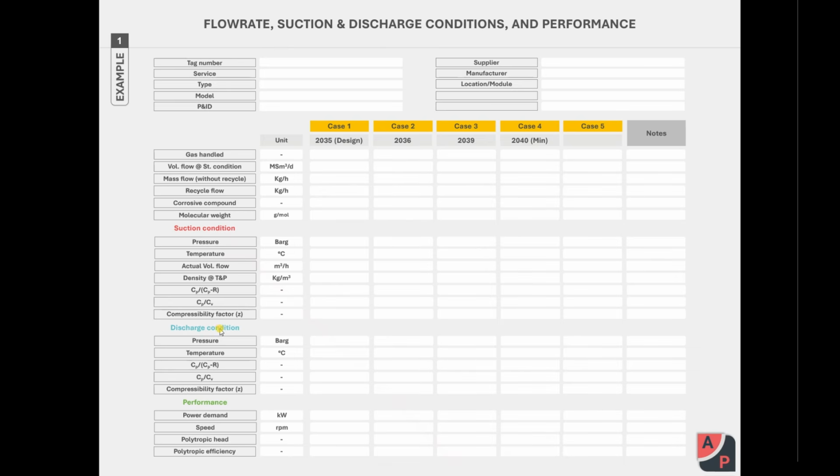The next data is the suction and discharge condition parameters, such as operating pressure and temperature on both suction and discharge side, actual volumetric flow and density on the suction side, and also the specific heat ratio for both suction and discharge side. And the last one is the performance of the compressor. The performance calculation and some of the parameters in the discharge condition are estimated values, and they will be revised based on the vendor design and the given compressor curve.